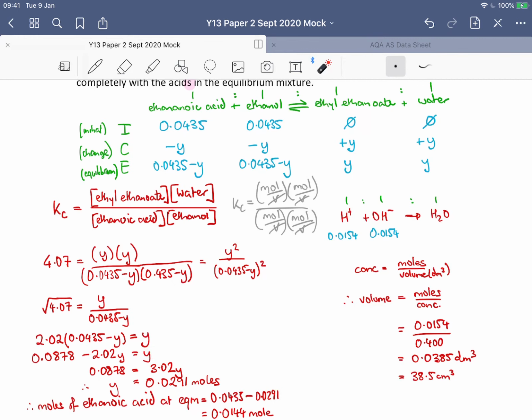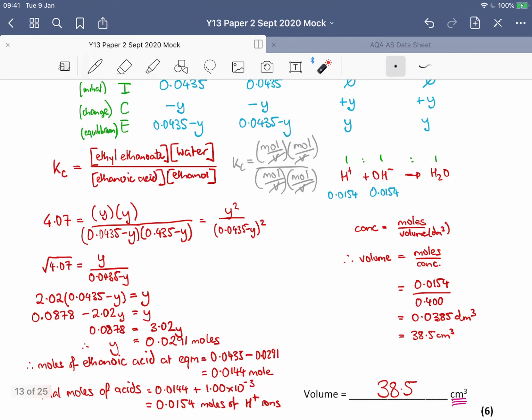So y is that. Remembering y was the number of moles of ester at equilibrium water. But the question was about how much sodium hydroxide was needed to neutralize the acids, and one of them is ethanoic acid. So we had to remember that we needed to subtract y from the initial ethanoic acid to get the moles of ethanoic acid at equilibrium.